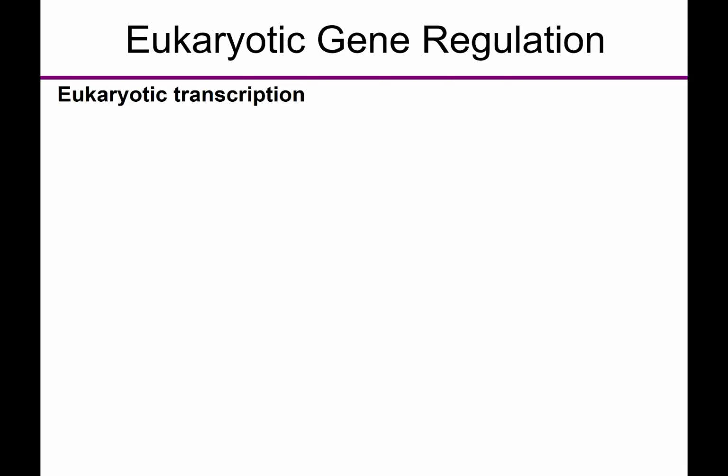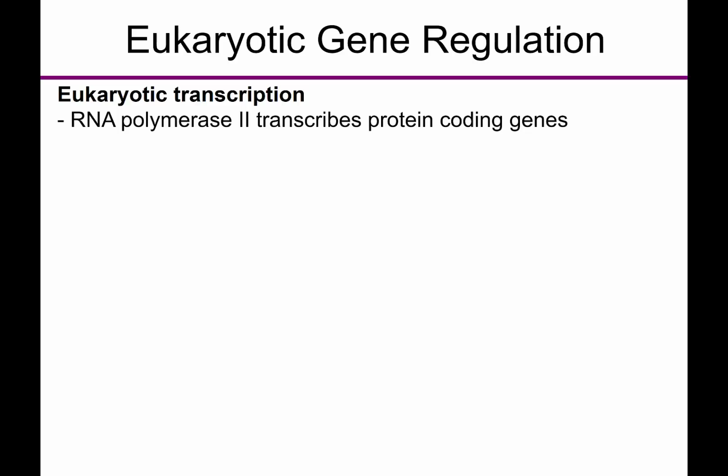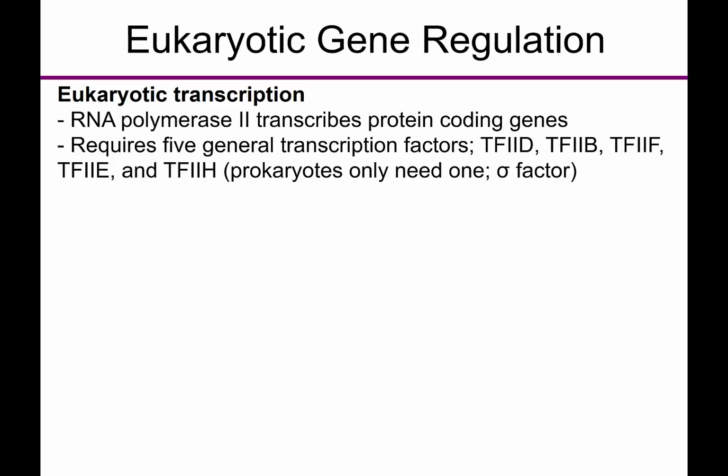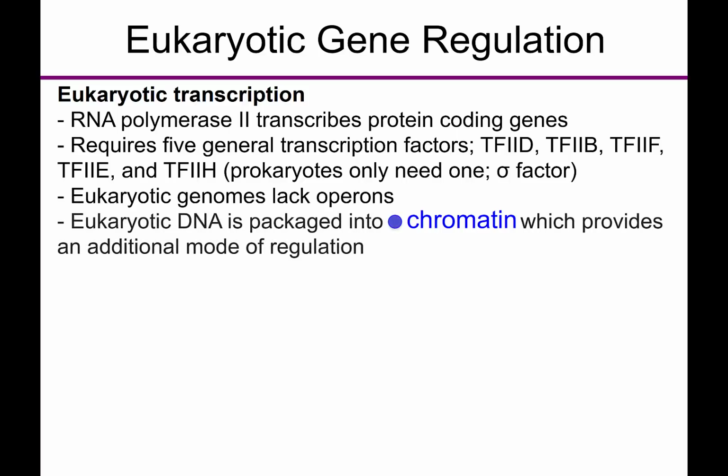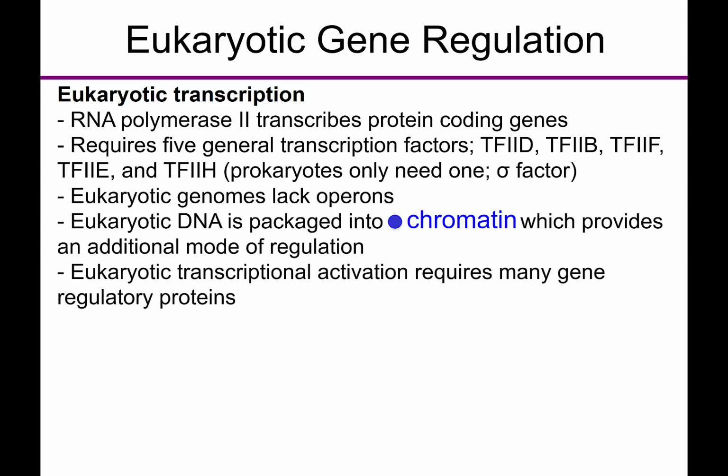Again, to review your eukaryotic transcription, RNA polymerase 2 transcribes the protein coding genes. It requires 5 general transcription factors, your TF2D, TF2B, TF2F, TF2E, and TF2H. Prokaryotes only need one, they just need the sigma factor. Eukaryotic genomes lack operons. Eukaryotic DNA is packaged into chromatin, which provides an additional mode of regulation.